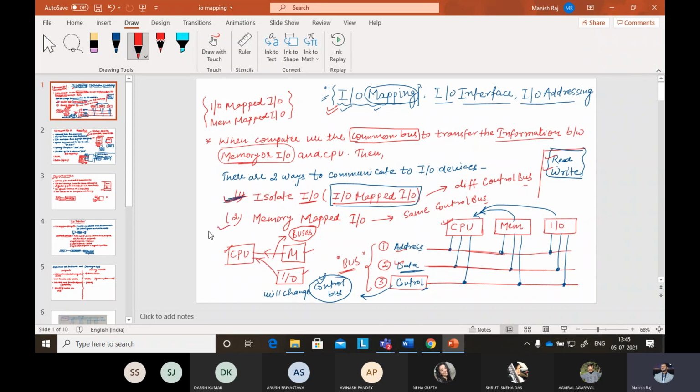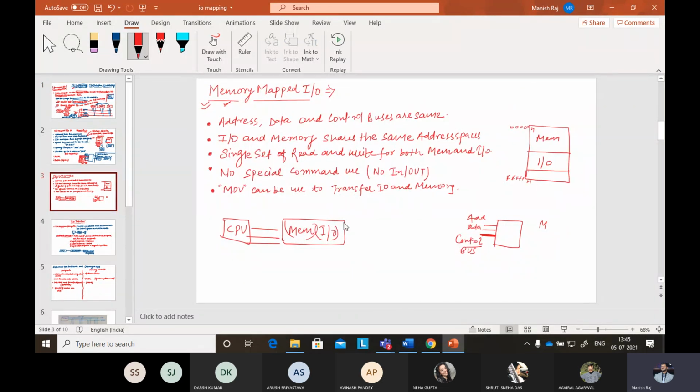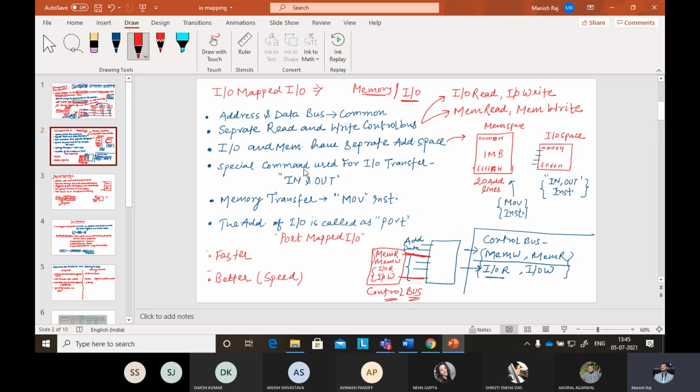In the second type of situation, I am making the memory and the IO a similar device. The same control bus is used here. Address and data, you already know, are the same. So address, data and control buses are the same for the memory as well as the IO devices in memory mapped IO. One by one we will also see the different characteristics of the IO mapped IO. So this is the first part, IO mapped IO.